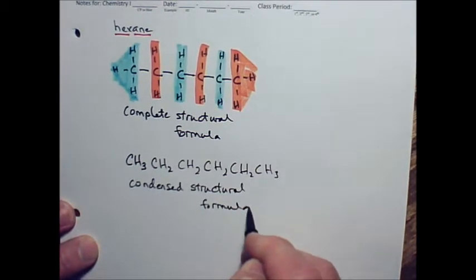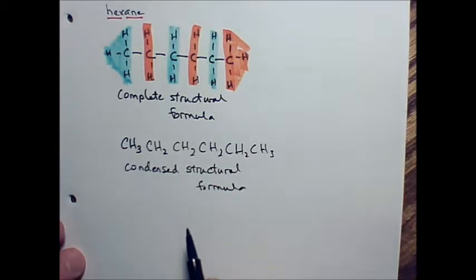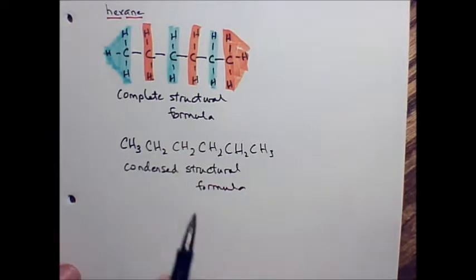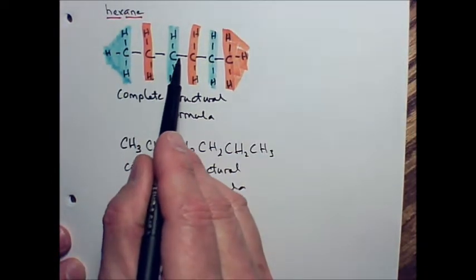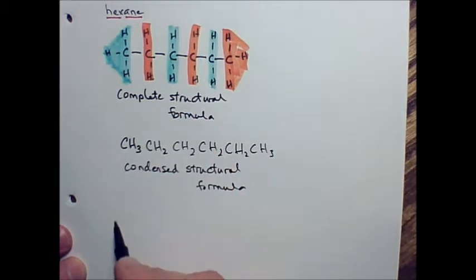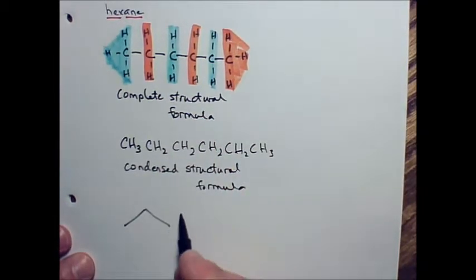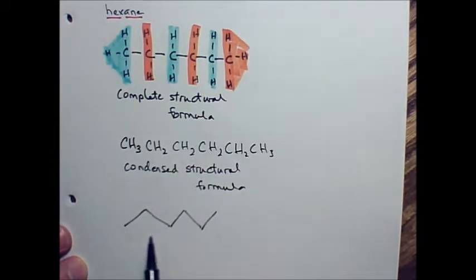Then the skeletal formula only shows bonds between carbons. At least in this class, where all we do are simple hydrocarbons, we're only going to show the bonds between carbons. Well, I've got 1, 2, 3, 4, 5 bonds. So if I count the carbons, I've got a carbon on the end of every line and on every corner. 1, 2, 3, 4, 5, 6 carbons, 5 bonds. And this is called a skeletal.